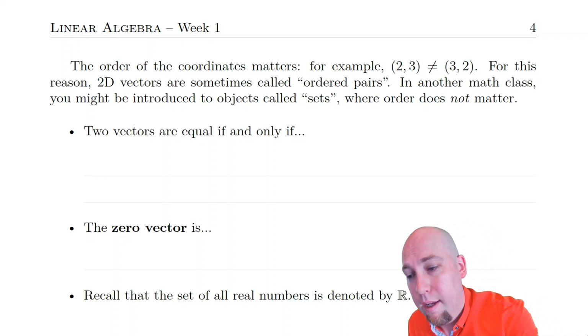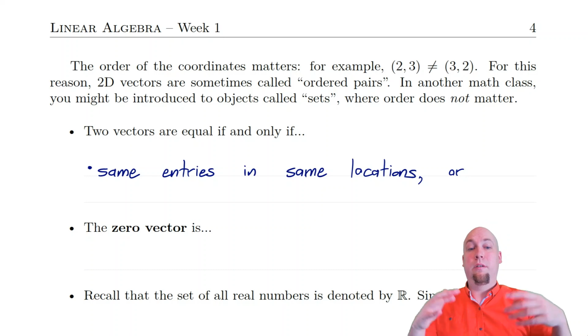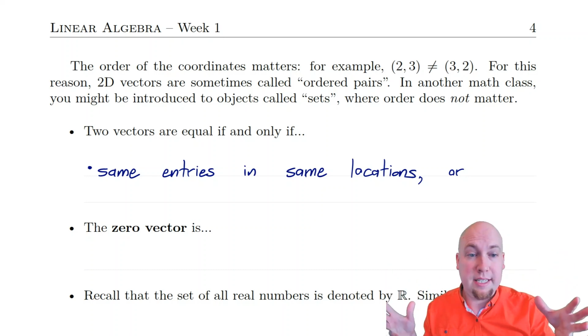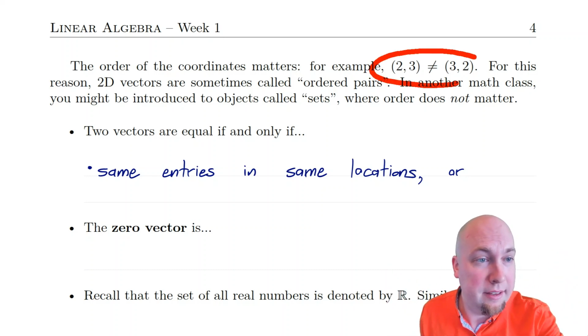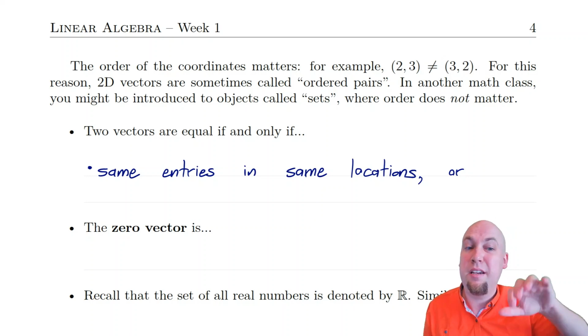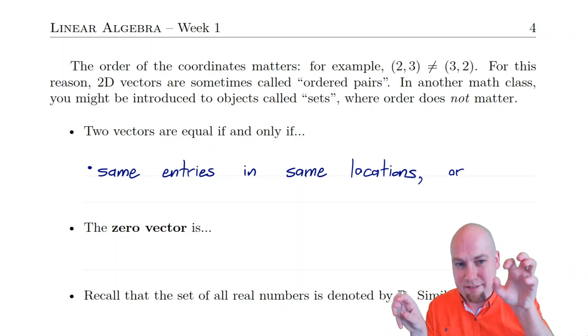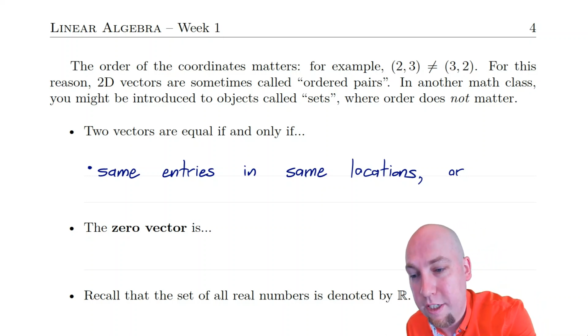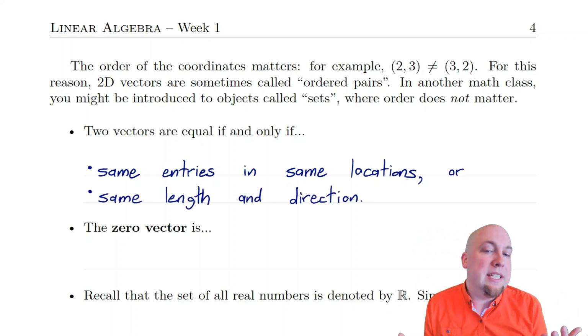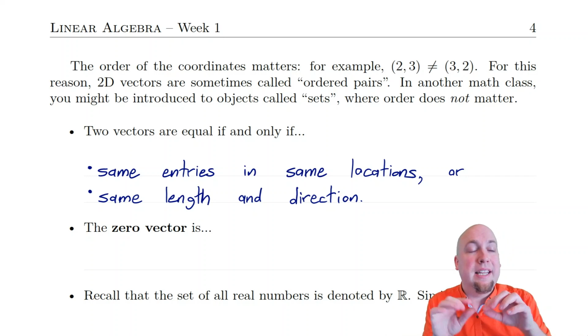We say that 2 vectors are equal if and only if they have all the same entries in the same locations. So for example, these 2 vectors here have the same entries but not in the same locations, so they're not equal. The same entries have to be in the same spots for 2 vectors to equal each other. Or equivalently, we say that 2 vectors are equal if they have the same length and direction.